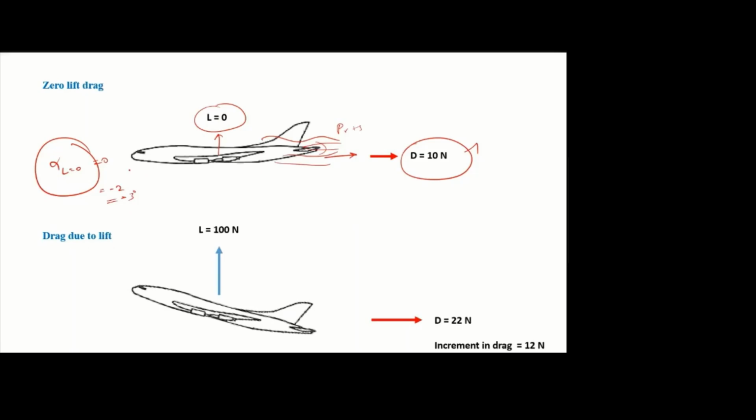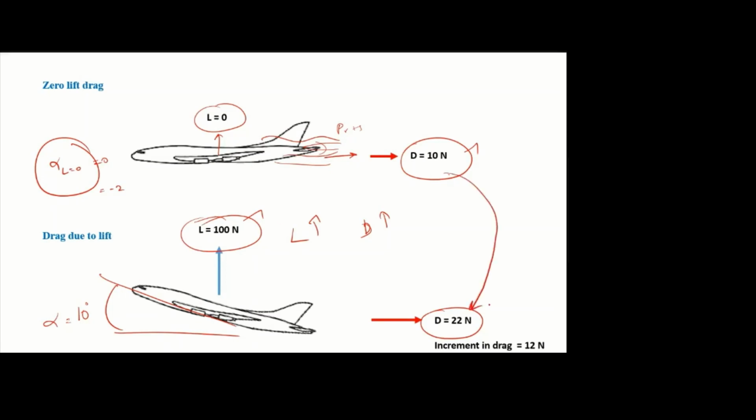Then drag due to lift. Now assume the same aircraft, I'm increasing the angle of attack to some positive angle, so that I'm getting some lift value. Assume it is increased from minus 2 to 10 degrees. Because of this 10 degree angle of attack, I'm getting a lift of 100 Newton. If lift increases, drag also will increase. So the drag of the aircraft is 22 Newton. Previously at zero lift, the drag was 10 Newton. Because of this 10 degree angle of attack, the drag increased to 22, and the increment in drag is 12. This increment in drag is called drag due to lift.